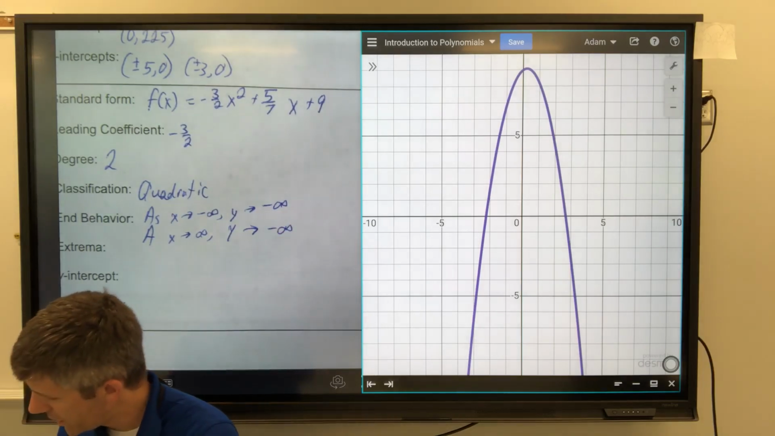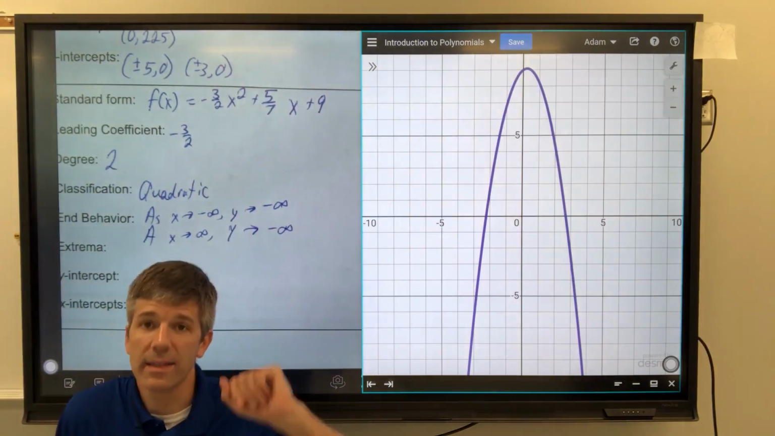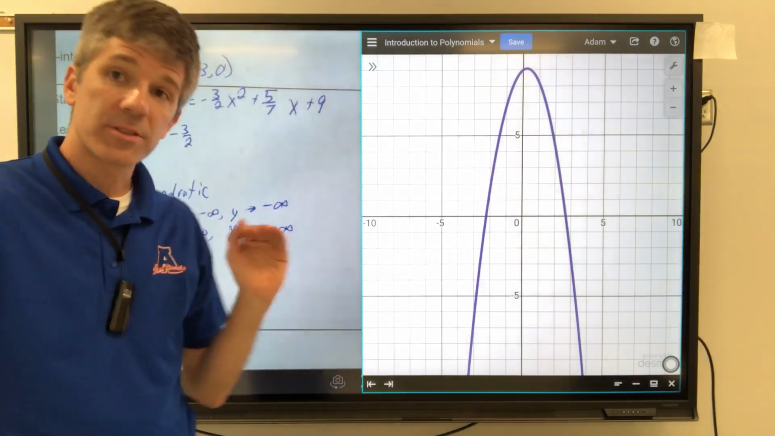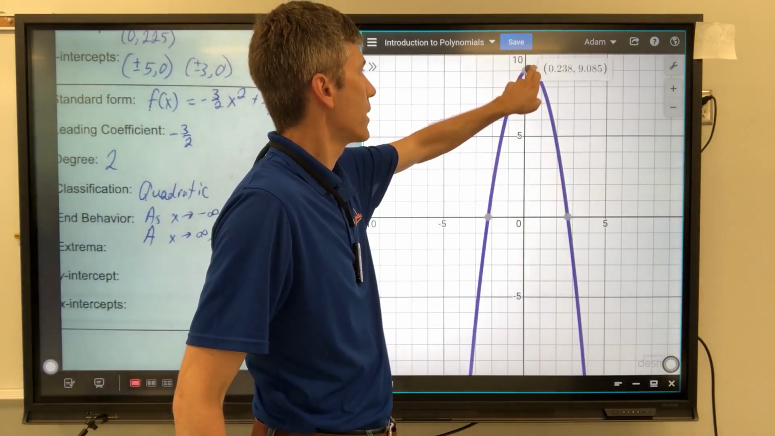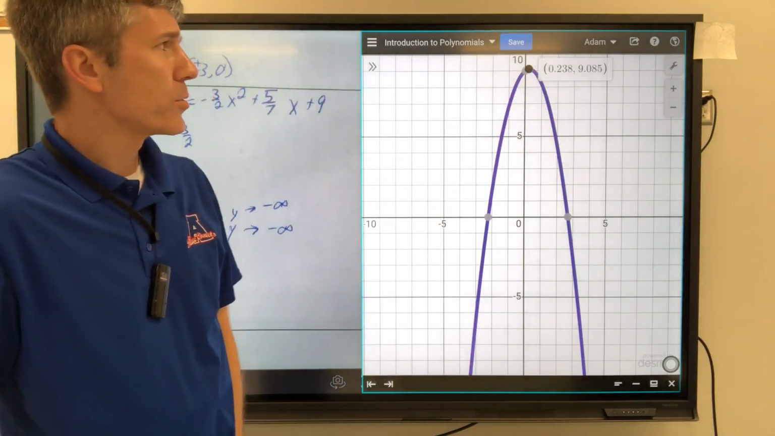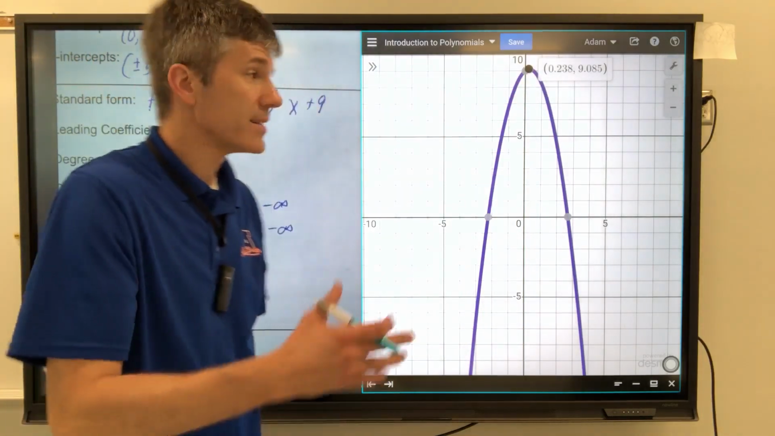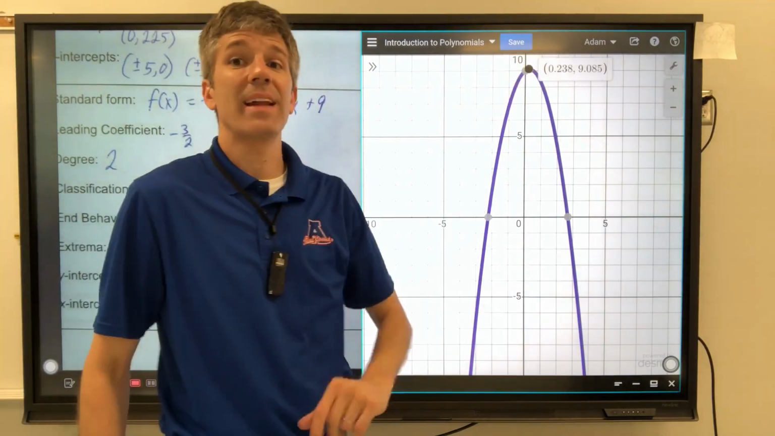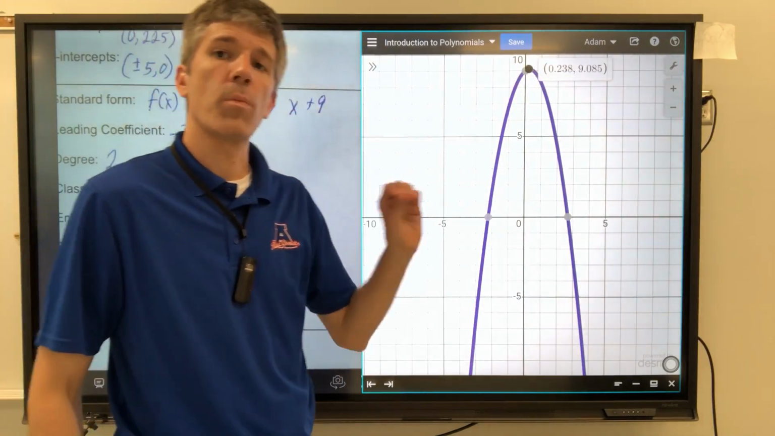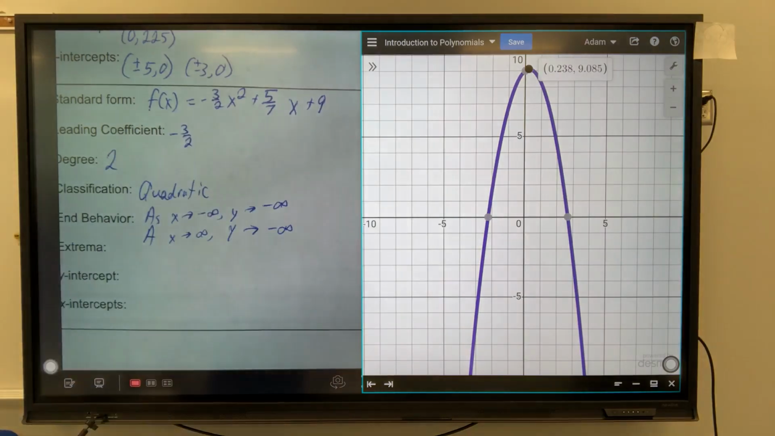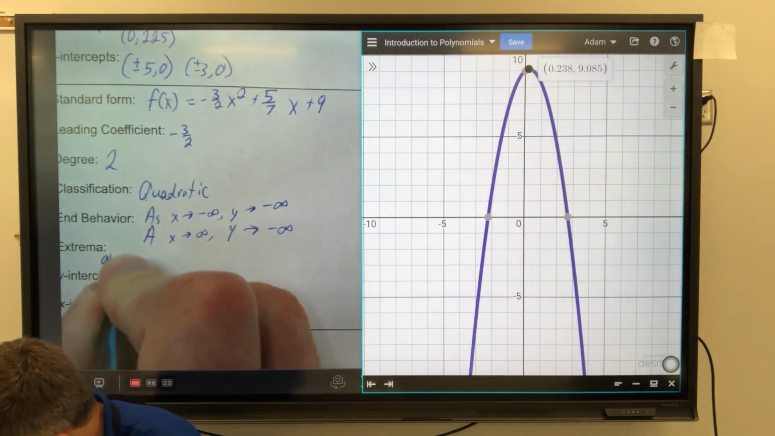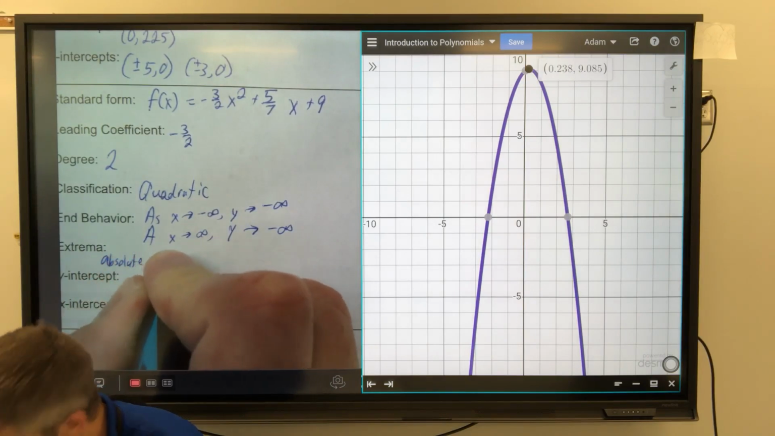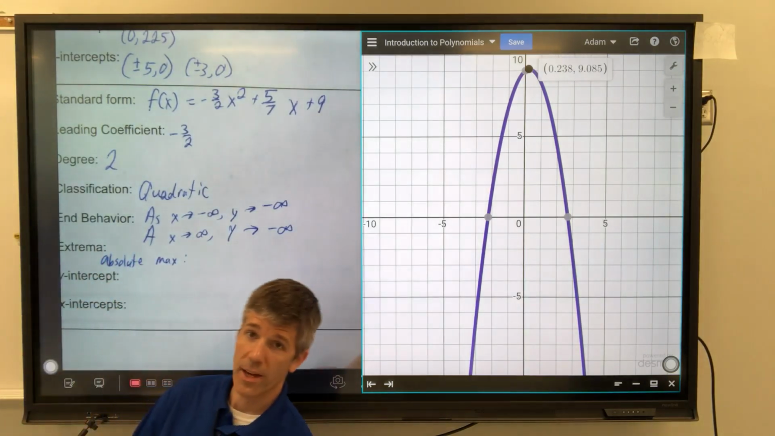Okay. Extrema, I only have one, and it is a maximum, and it is the absolute maximum. And it's right there. 0.238, 9.085, that's it. That's the highest I get. That is the absolute maximum. There are no points higher than that one. It doesn't go up to infinity, so we have an absolute maximum. Oh, my head's kind of in the way.